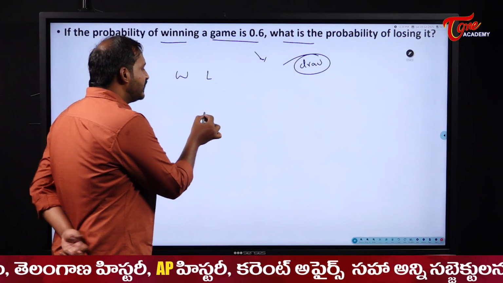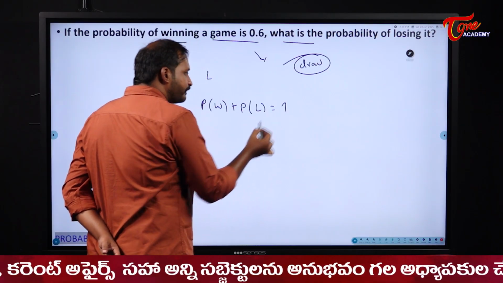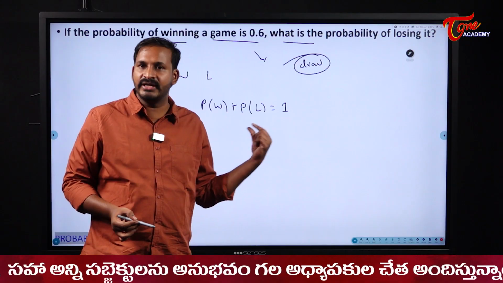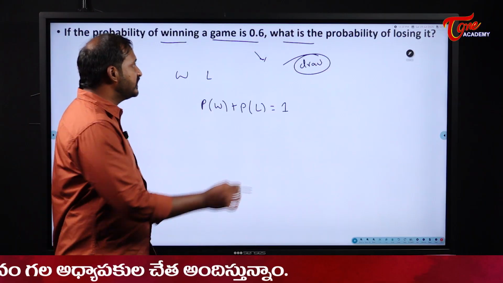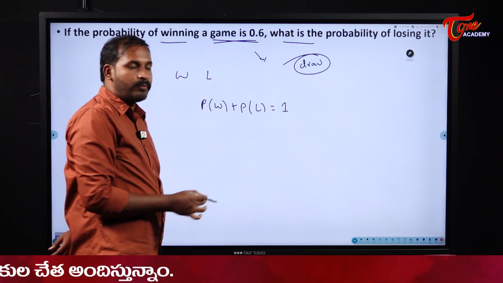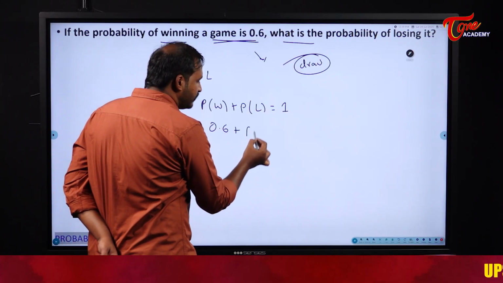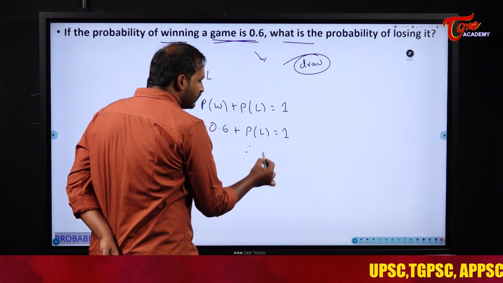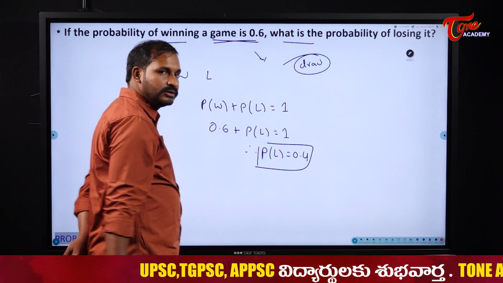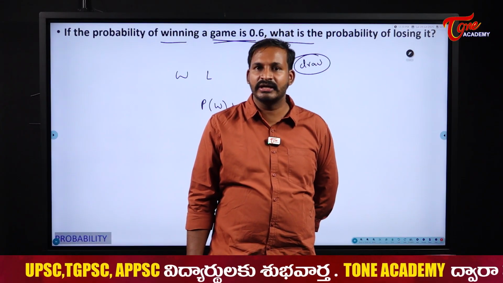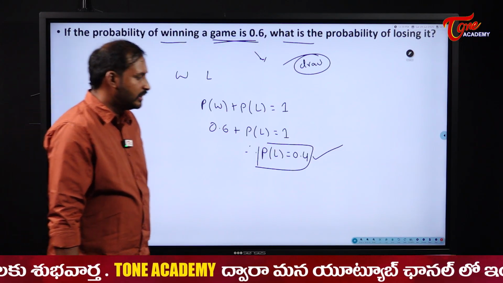So, the probability of winning plus the probability of losing will become what? 1. Either of these two things will happen, either win or lose. There is no chance for a draw here. A definite result is possible in this event. Now, what is the probability of winning the game? It is 0.6. Now, what is the probability of losing it? We need to find that. That is equal to 1 minus 0.6. So, therefore, the probability to lose the game is 0.4. Understood?